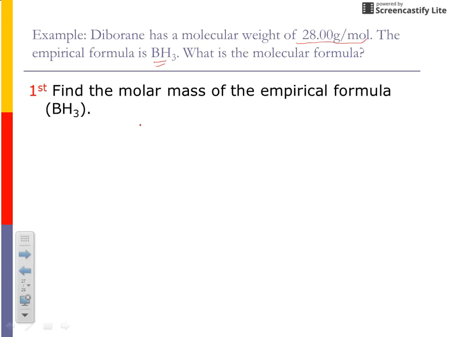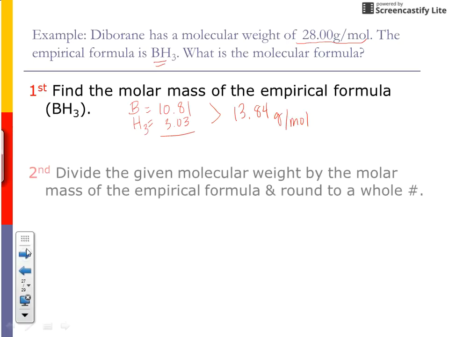If you're asked to find the molecular formula and they give you the empirical formula, the first thing you want to do is calculate its molar mass. So looking at this formula, there's one boron, so 1 times 10.81. You'd get that from your periodic table. That's the atomic mass of boron. There are 3 hydrogens, so 3 times 1.01 gives you 3.03. So when you add that together, you get a total of 13.84 grams per mole.